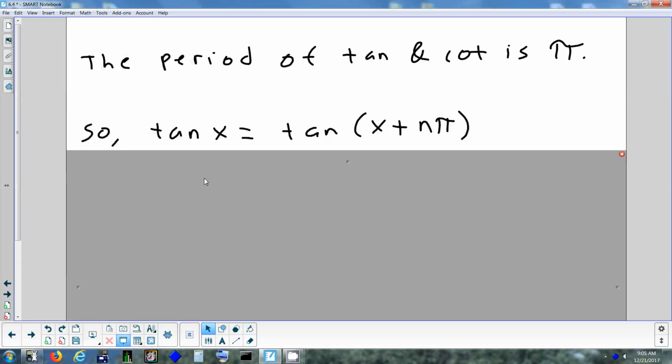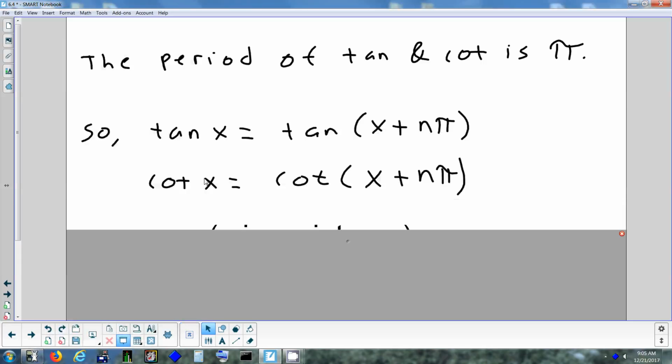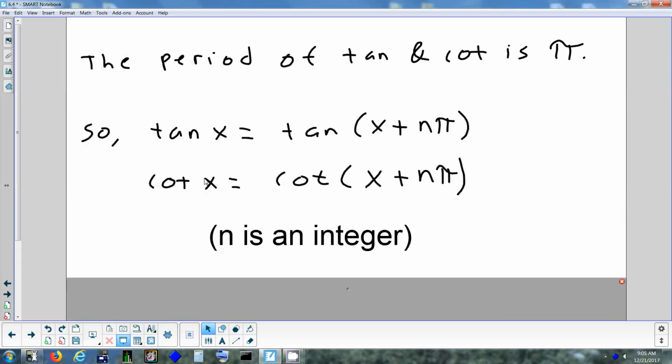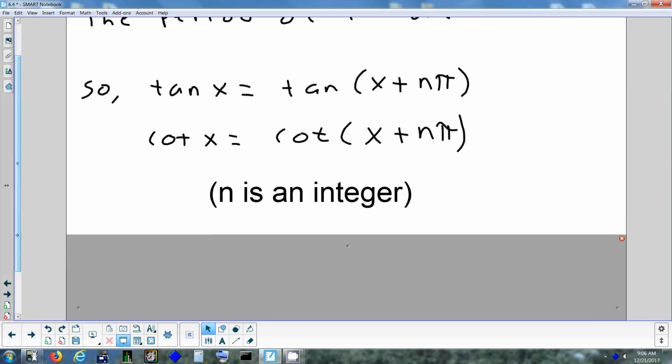So I showed you an example with 5. Now I'm just showing you in general. Take any value and add multiples of pi to it. And when you evaluate the trig function, it's exactly the same. Okay? Same thing with cotangent. But you have to add a multiple of pi, an integer multiple. You can't add 1.6 pi. You're going to go a whole cycle or you don't go a whole cycle. You can't go halfway between. Any questions on that idea?